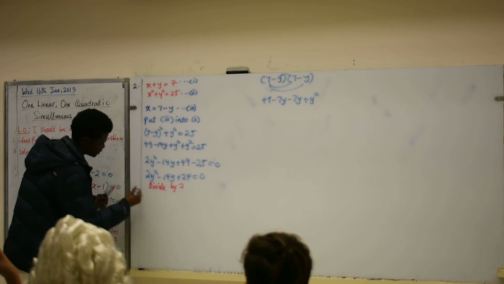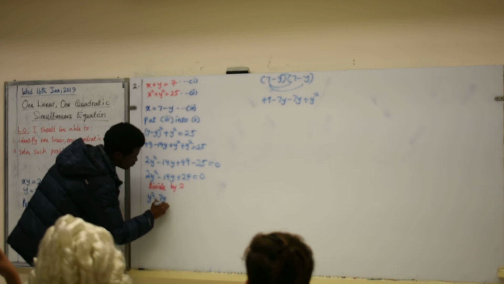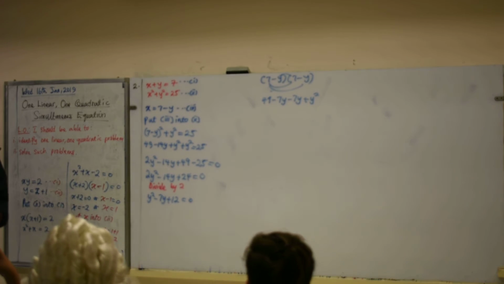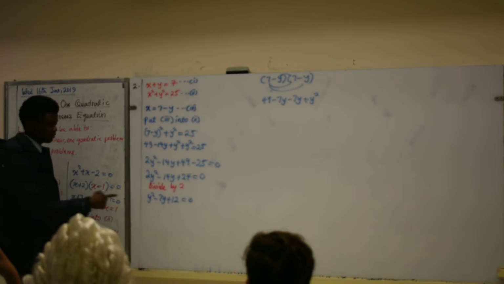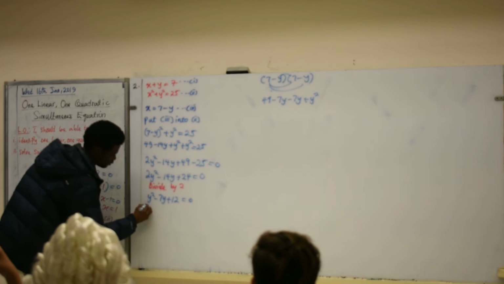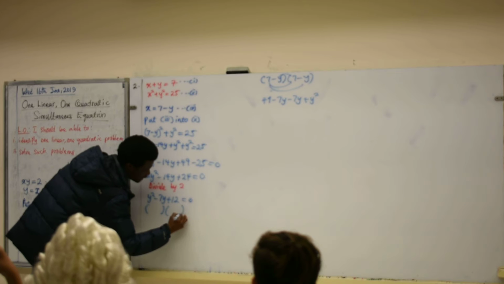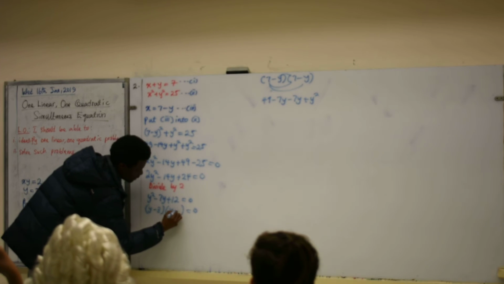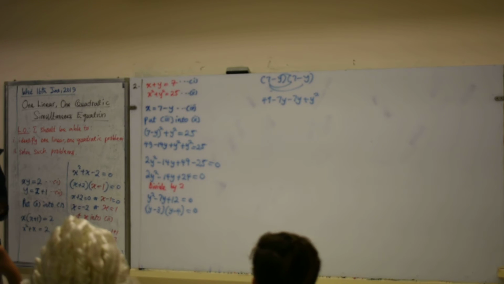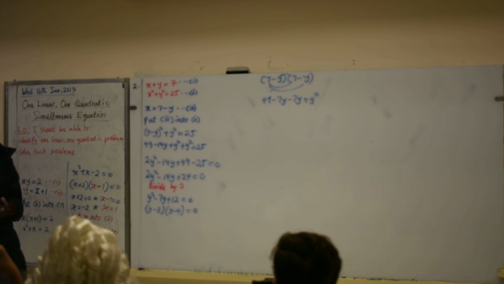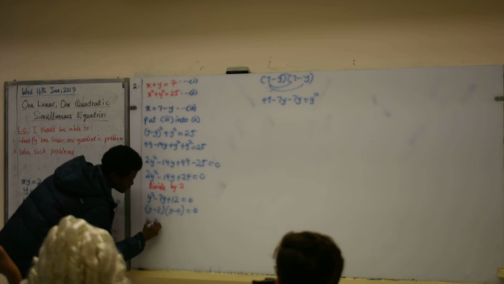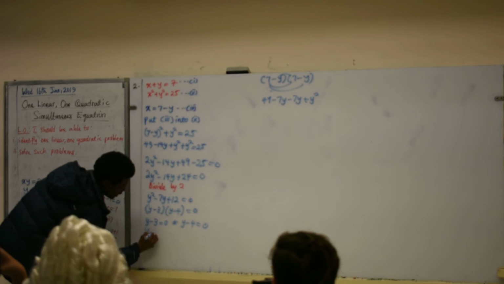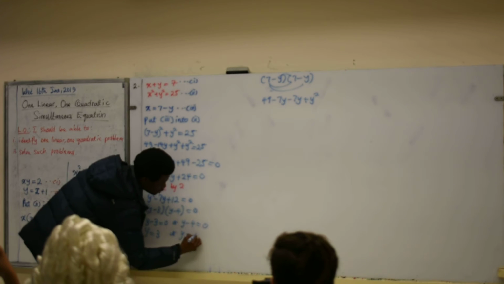When you divide by 2, you have y squared minus 7y plus 12. What are the factors of 12? Factors of 12 that give 7: 3 and 4. So what do we have in the brackets? y minus 3, y minus 4. Does that make sense? Everybody understand? Good. So either y minus 3 is 0 or y minus 4 is 0, y is equal to 3 or y is equal to 4.